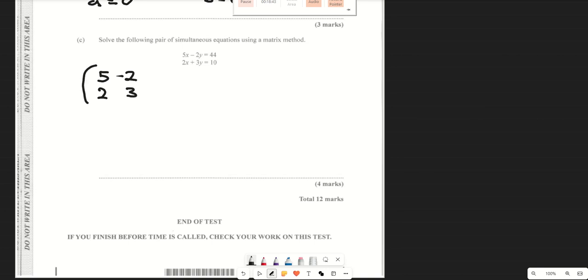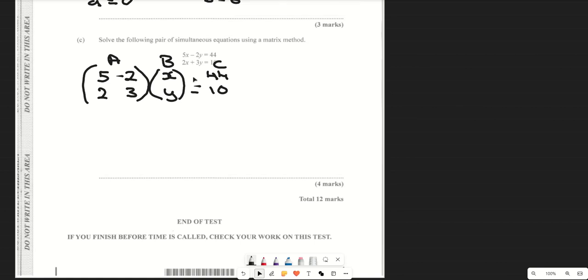So it will be 5, negative 2, 2, 3, multiplied by x first, y at the bottom, is equal to, what is the answer? 44, 10. Now, we know that we cannot just divide. You cannot divide matrices, right? So what we did was we call this A, we call this B, and we call this C.